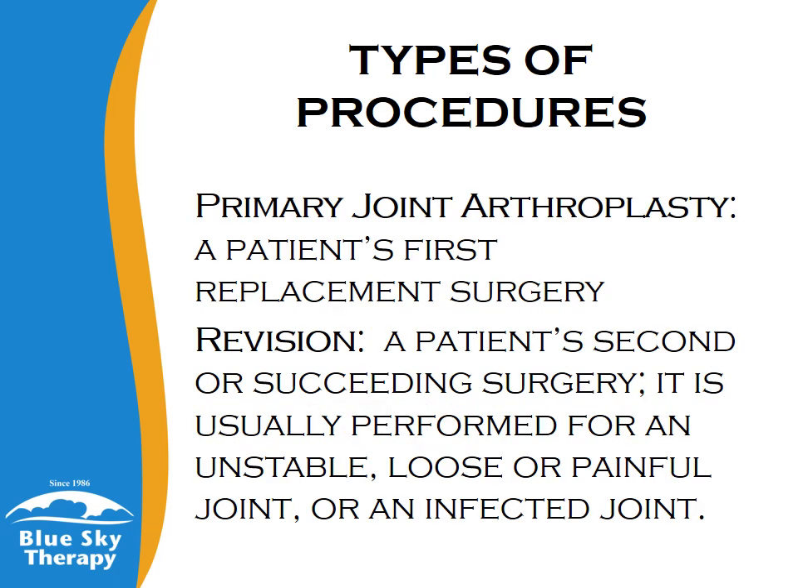A primary joint arthroplasty is a patient's first replacement surgery. A revision is a patient's second or succeeding surgery. It is usually performed for an unstable, loose, or painful joint or an infected joint.